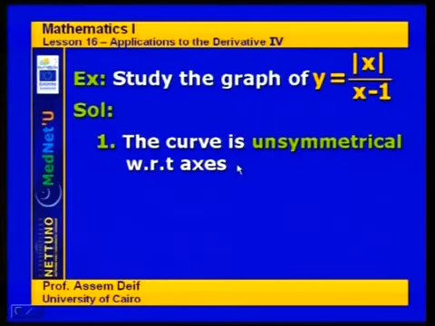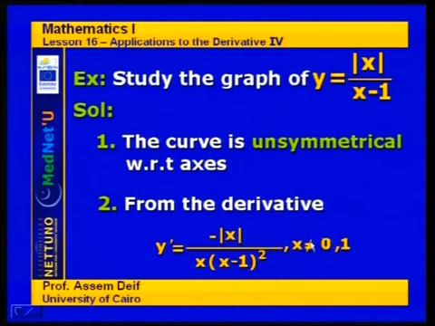Now suppose you wish to study the graph of this function here, y is equal to mod x over x minus 1. Again, this curve is not symmetrical with respect to the axes. It looks, in fact, continuous, except for x is equal to 1. And in fact, this is directly a vertical asymptote. Why? Because if you take the limit when x tends to 1 from right or left, you get infinity. And of course, it also has horizontal asymptotes, because if you take the limit when x tends to infinity, you get 1, and for minus infinity, you get minus 1. So actually, this is an interesting curve.